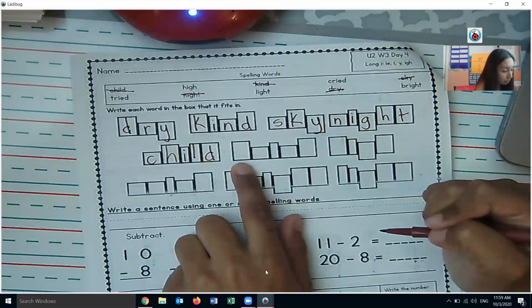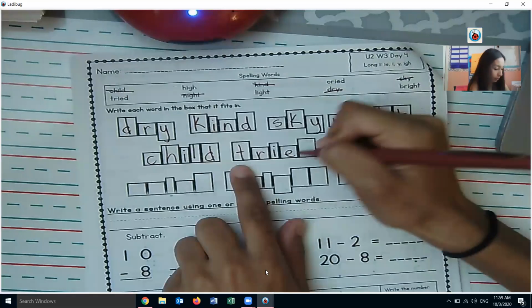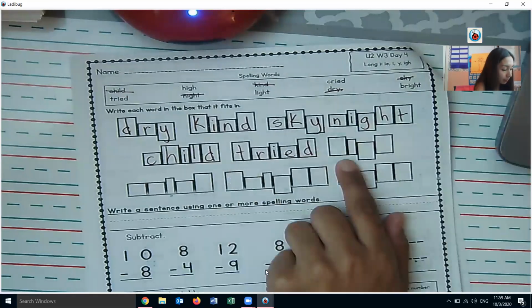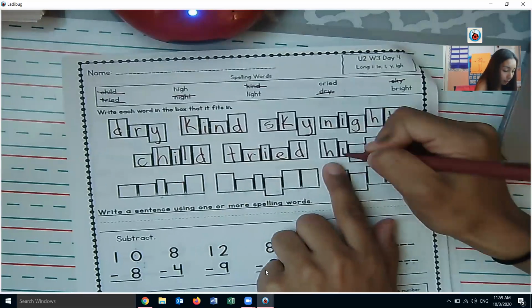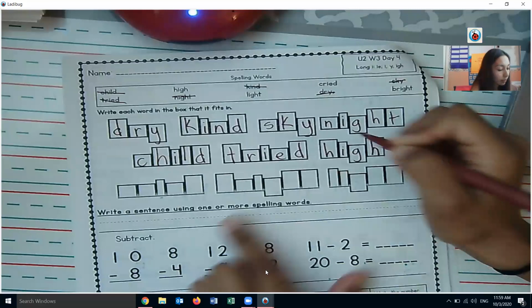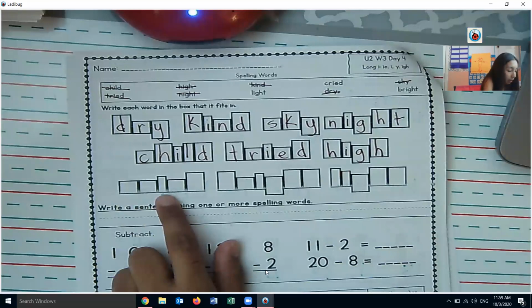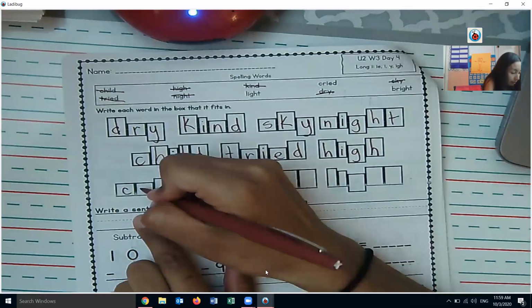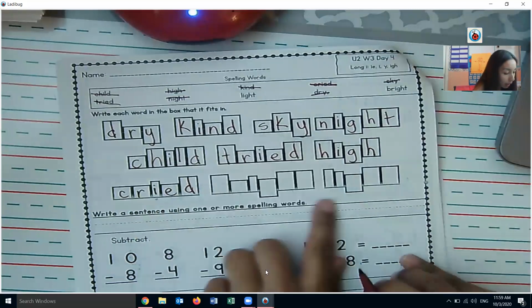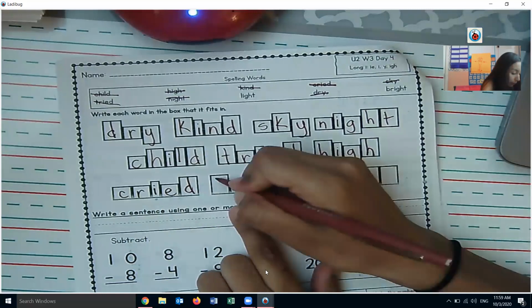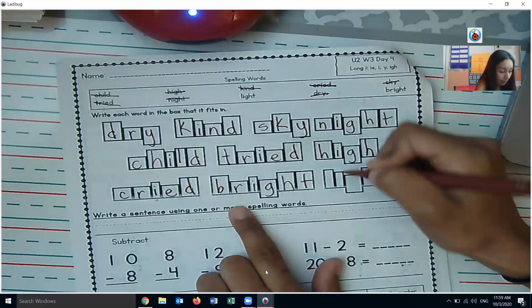Here, maybe the word tried, T-R-I-E-D, tried. Here we have, maybe the word high, up high. Here we have two littles, a long, skinny, little and tall, maybe cried. Here we have two, and the words bright and light. So this one's probably bright. And last one, light.